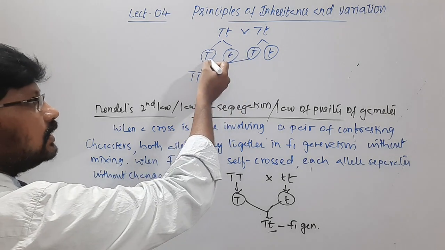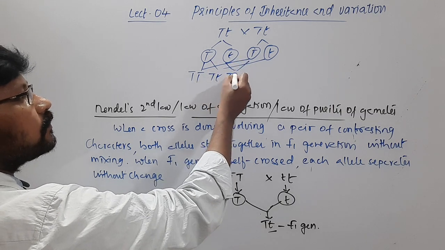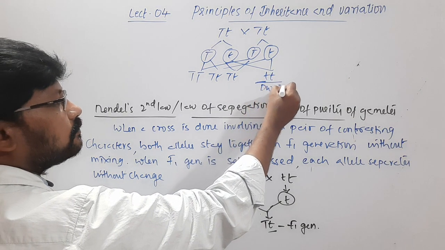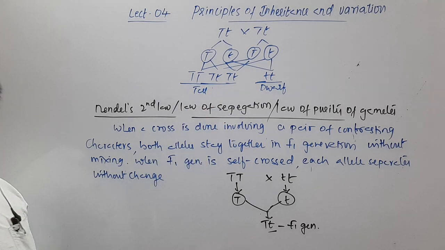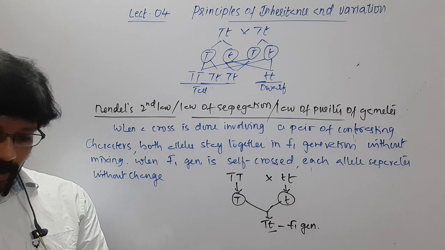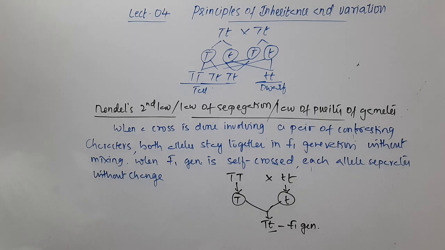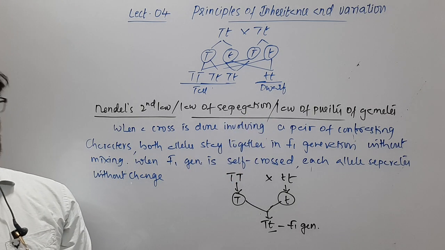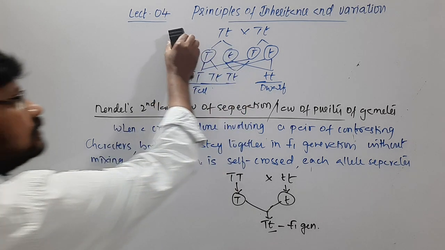Capital T, of course, you can see they got separated, and finally you can see here this is the dwarf plant and these are all the tall plants. So the capital T and small t alleles remained separate without mixing with one another. That is Mendel's second law, the law of segregation. Here segregation means separation. That's about Mendel's second law.